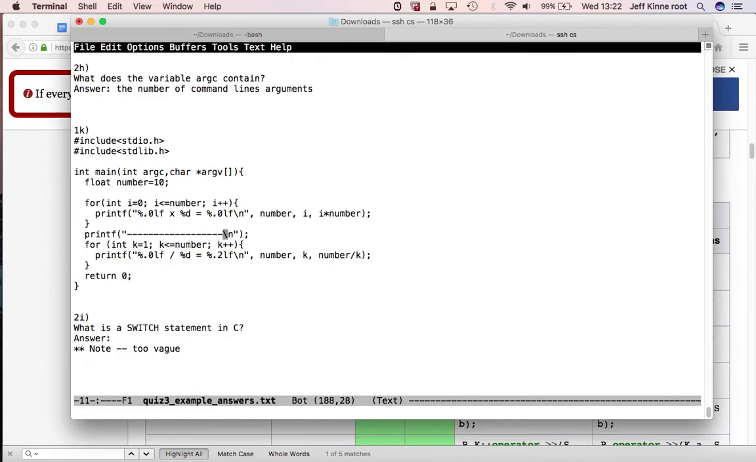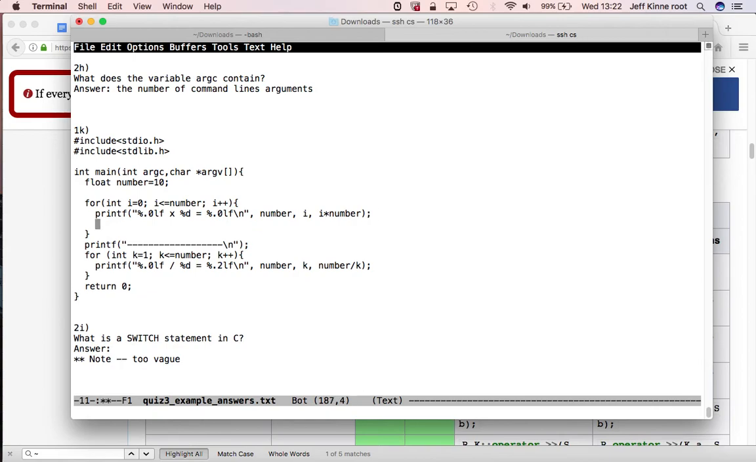Skip past that. All right, let's see, we have a number that's in floating point. So we're going to print %.0lf times. All right, so this is going to be maybe something like 10.00. I'd have to look it up.